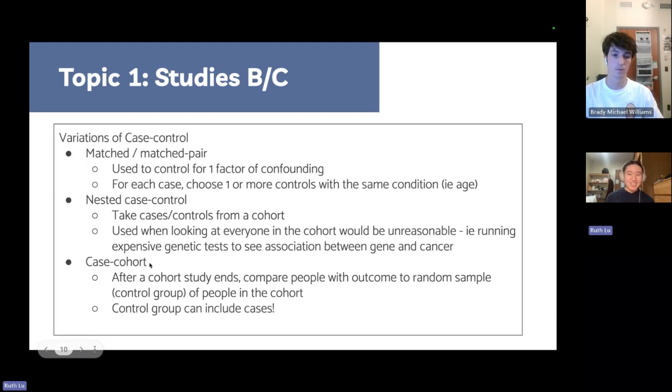And this is also a case where you already have a cohort study, and then when you're done, you add a case control study to it. So you compare the people who got sick in the cohort with a random sample of people from anywhere in the study. This means that if person A got sick at the end, you might end up comparing person A to person A when they were healthy during the study, which is interesting.